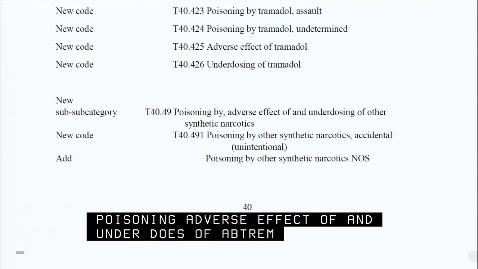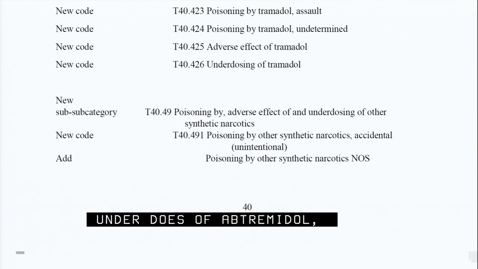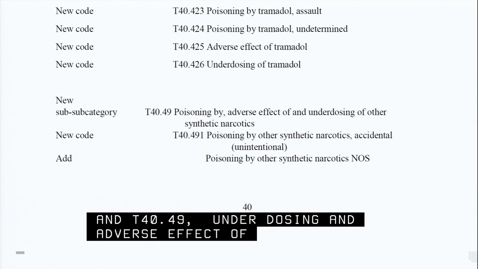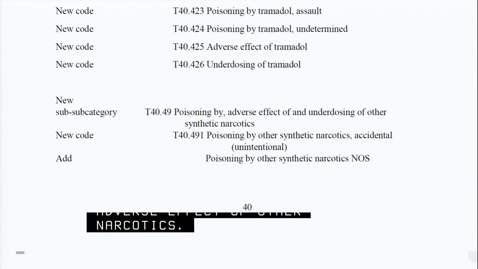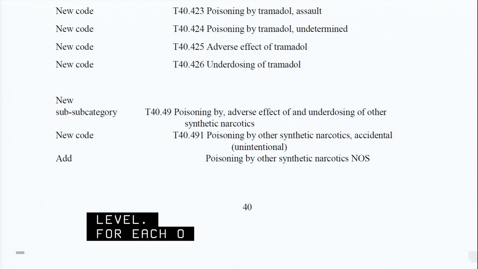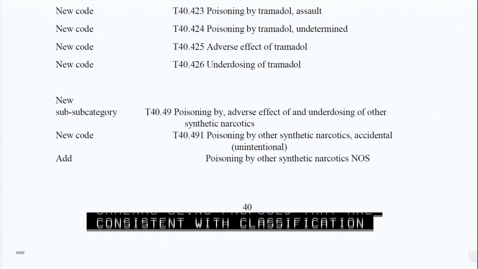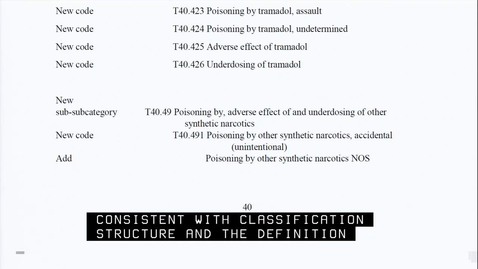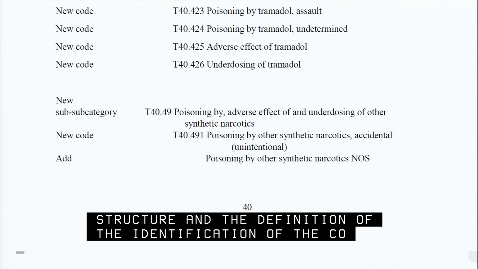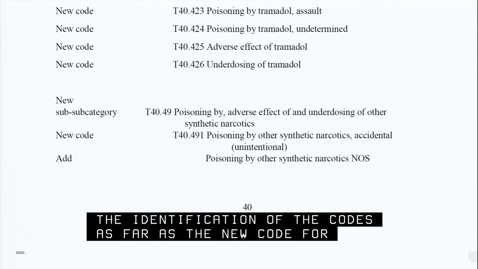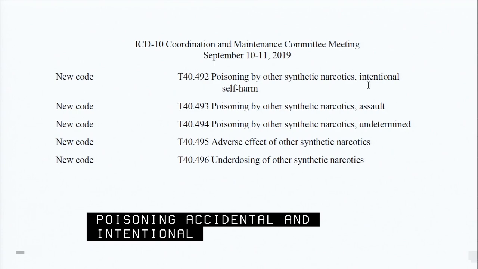For each of these subcategories, there are new codes being proposed that are consistent with the classification structure and the definition of the identification of the codes, as far as a new code for poisoning accidental, unintentional, poisoning intentional self-harm, poisoning for assault, poisoning for undetermined, and underdosing. And again, I will state that this proposal is supported by the NCHS Office of Analysis and Epidemiology.